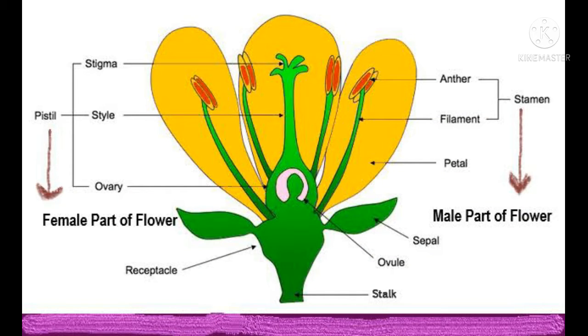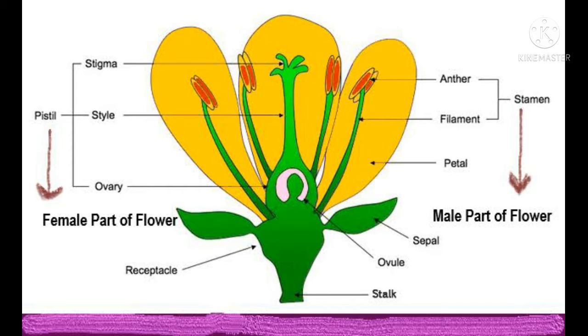Today I will teach you about reproduction in plants. So first of all, we will learn about the flower and its parts. A typical flower has four whorls: sepal, petal, stamen and pistil.